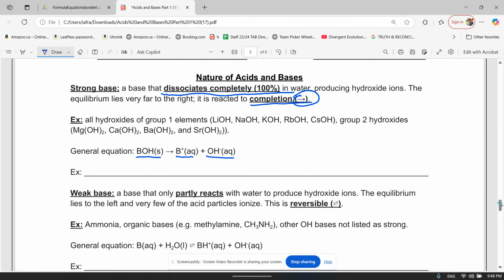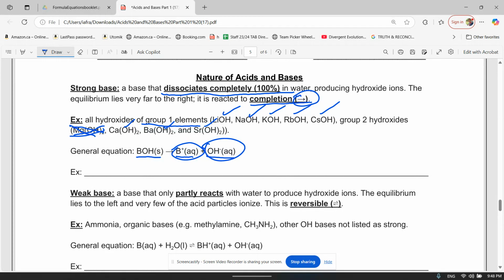So we have the strong base basically 100% becoming B plus and OH minus. And your strong bases, you should memorize them. They're your hydroxides of group 1 elements, so LiOH, NaOH, KOH, RbOH, CsOH, and also your group 2 hydroxides, Ca(OH)2, Ba(OH)2, Sr(OH)2, but that does not include magnesium hydroxide. That's there by accident. That is not a strong base. That's because the magnesium hydroxide is sparingly soluble. It's not very soluble, so it doesn't become 100% OH in solution.